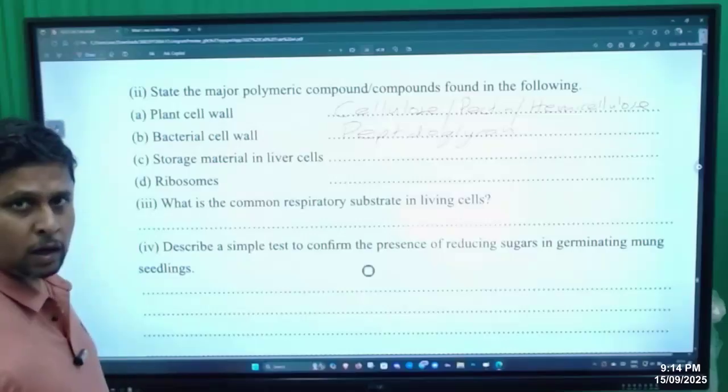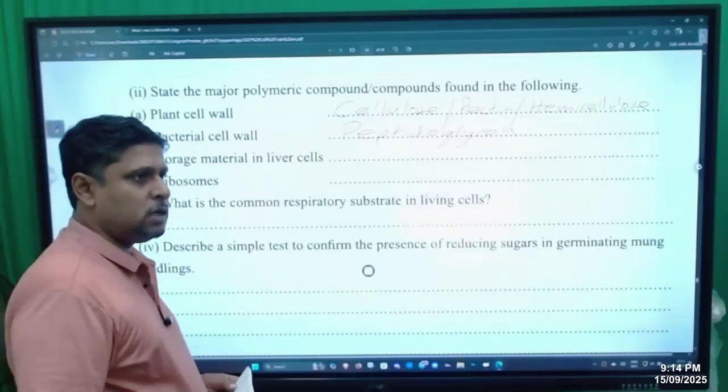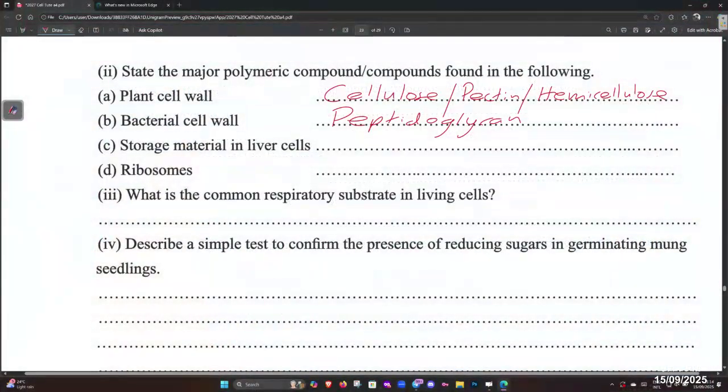Peptidoglycan. And then what is the storage material in the liver cells? What is that, people? Glycogen. And then ribosomes, polymeric material: ribosomal RNA and protein. And then what is the common respiratory substrate in living cells? Common respiratory substrate in living cells is glucose.